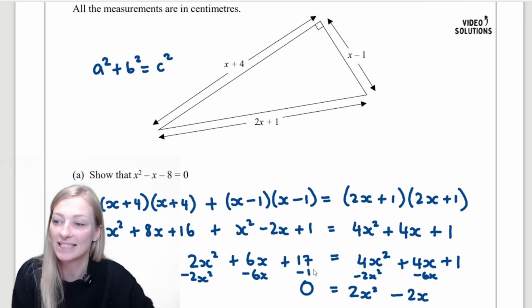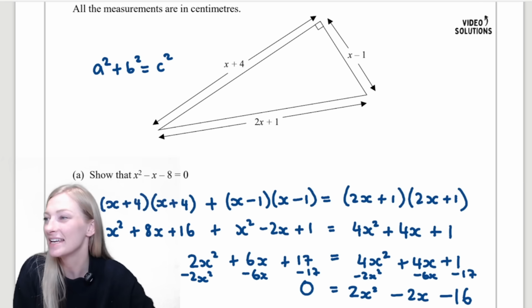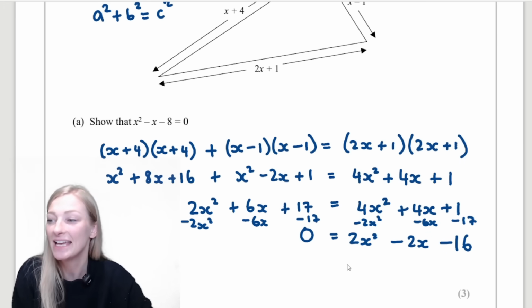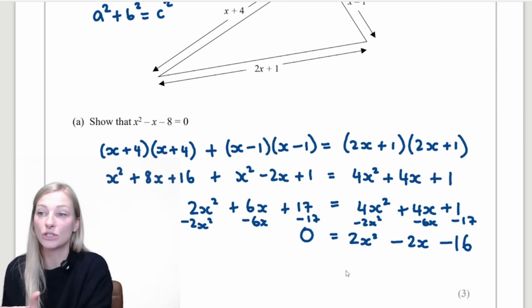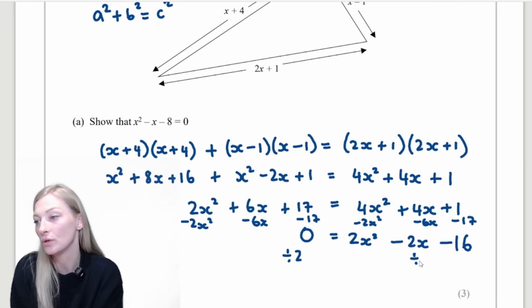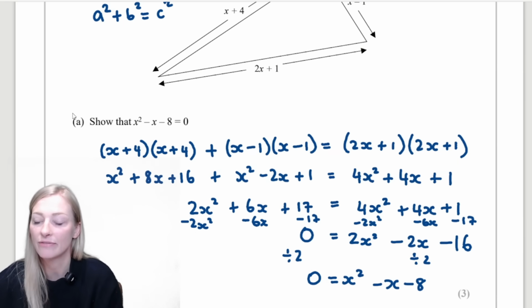And then I'm going to take 17 away from both sides. And that leaves me with minus 16. Now we're almost there. It's looking very similar to the equation that I'm supposed to get, except for the fact that everything I've got is 2 times bigger. So I'm going to divide both sides of this equation by 2. So 0 equals x squared minus x minus 8. And we've got what they were looking for.